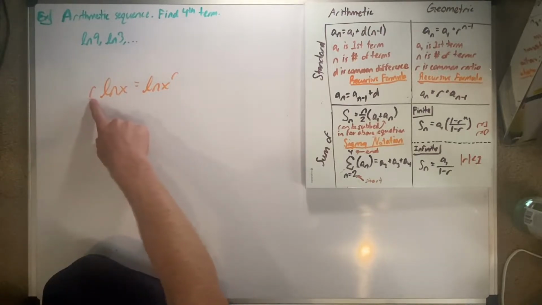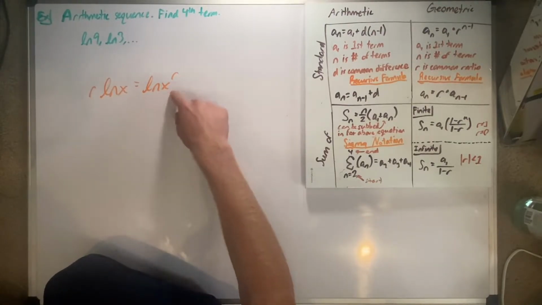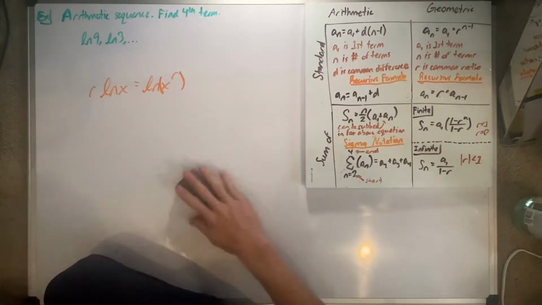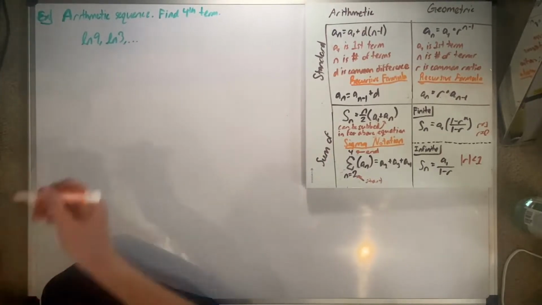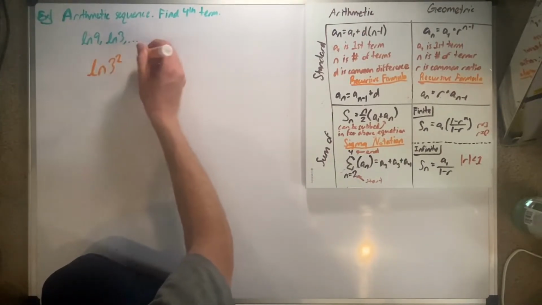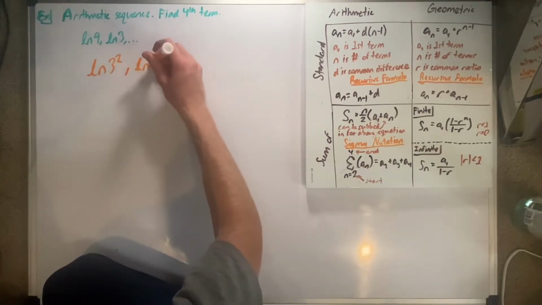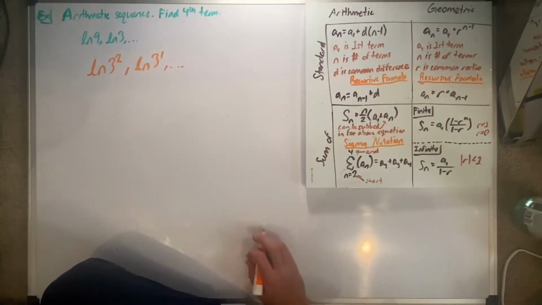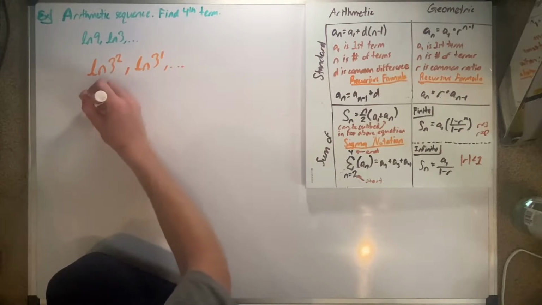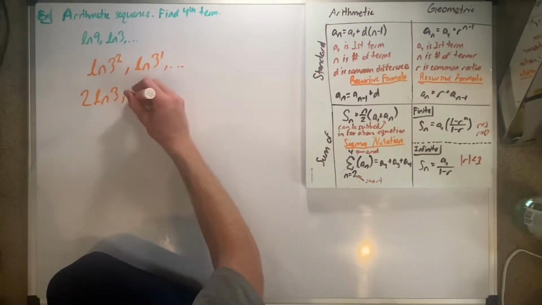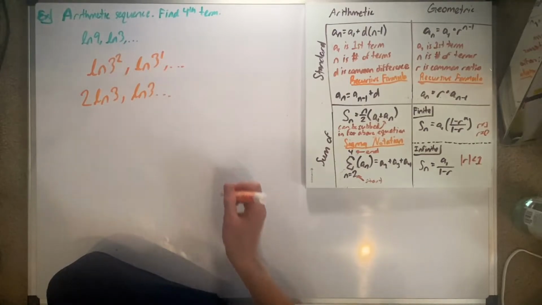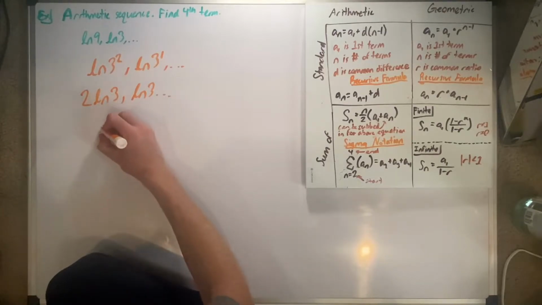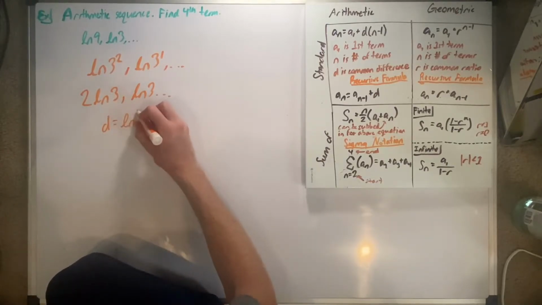So multiplying a logarithm is equal to putting the logarithm to that power. In other words, ln 3 squared, ln 3 to the 1st, and so on, is our arithmetic sequence, which means our arithmetic sequence is actually 2 ln 3, and then ln 3, and so on, which means our subtraction each time is 1 ln 3. So our common difference is ln 3.